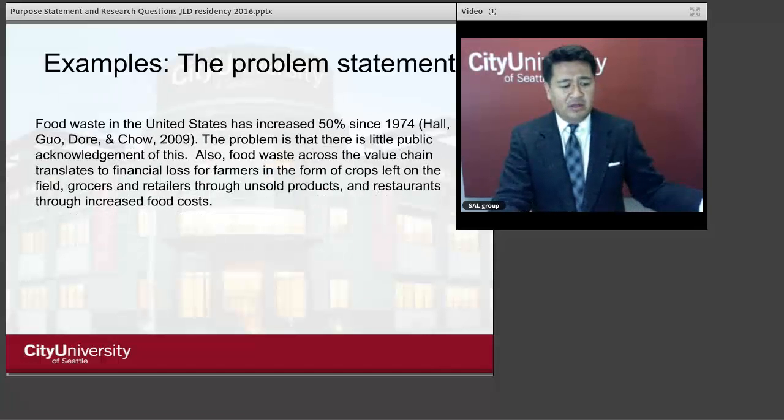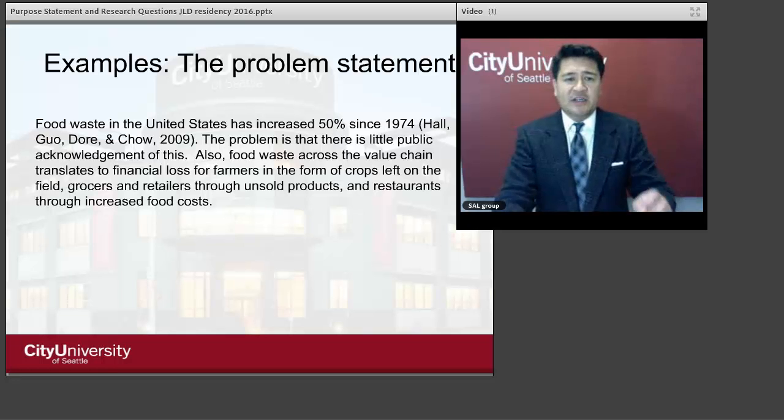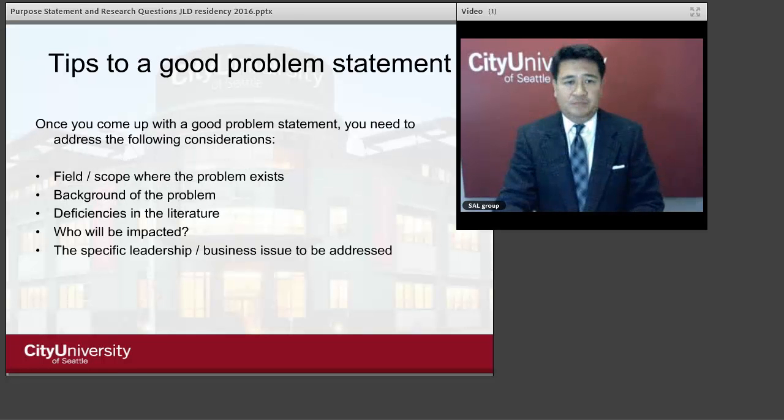Here's another one. Food waste in the United States has increased 50% since 1974. The problem is that there's little public acknowledgement of this. How do you define what public acknowledgement is? It is a problem, but that's way too broad. Again, looking at the problem and starting to narrow it down.